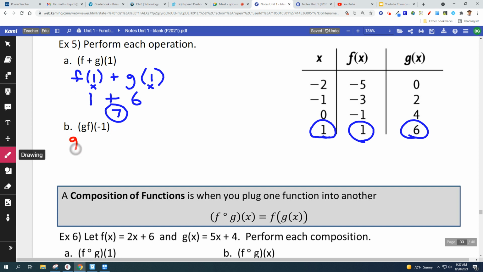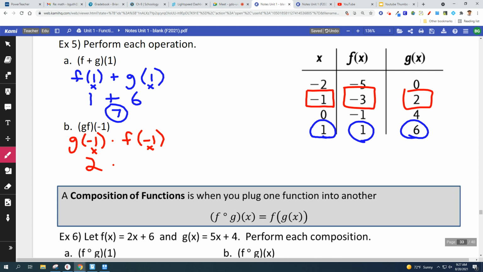So now we want g of negative 1 times f of negative 1. So again, understand that you're given an x number. You've got to find that x number in the table right here. X is negative 1. So notice they flip it around backwards on you there, but g of negative 1 is 2. f of negative 1 is negative 3. 2 times negative 3 is negative 6.